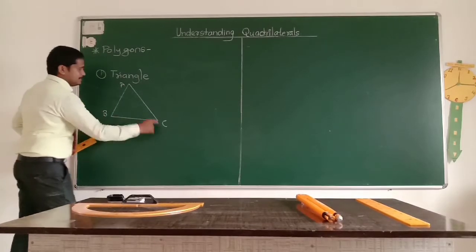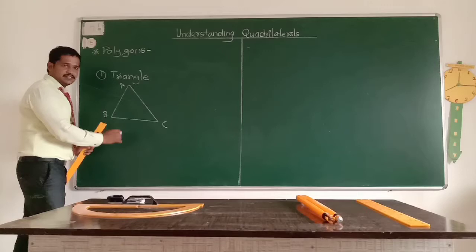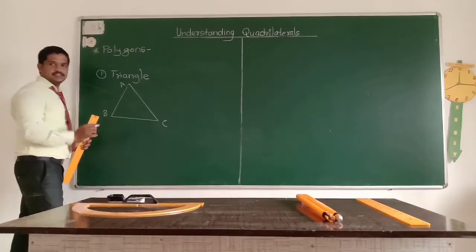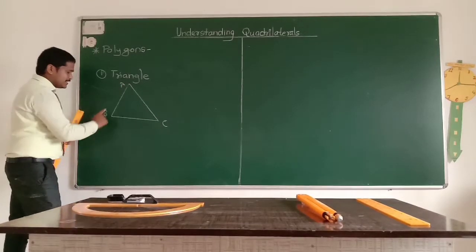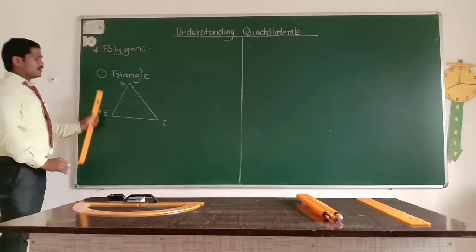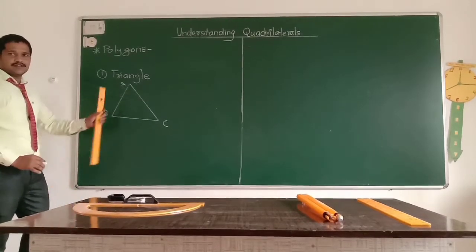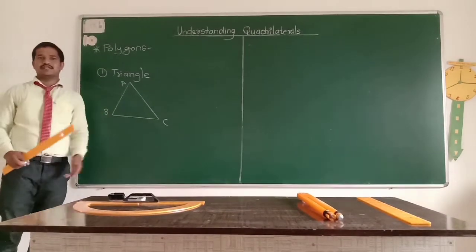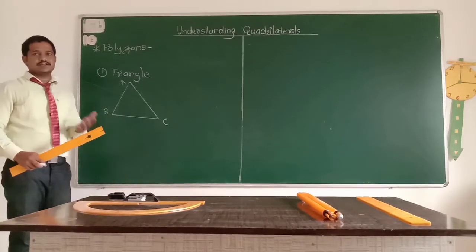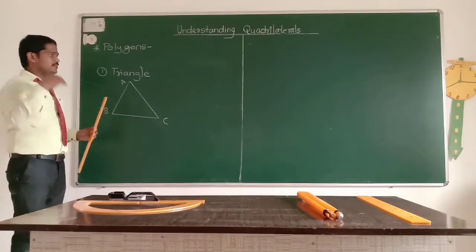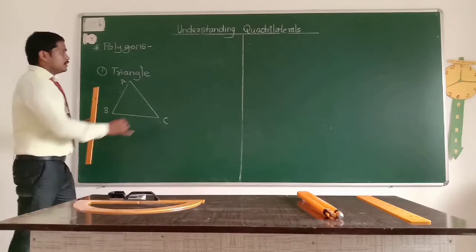So side AB, side BC and side AC, these are the three sides. Angle A, angle B and angle C, these are the three angles. And vertex A, vertex B and vertex C, these are the three vertices of the triangle. So further there are different types of triangle on the basis of angles and on the basis of sides. That we will see in the next topic.